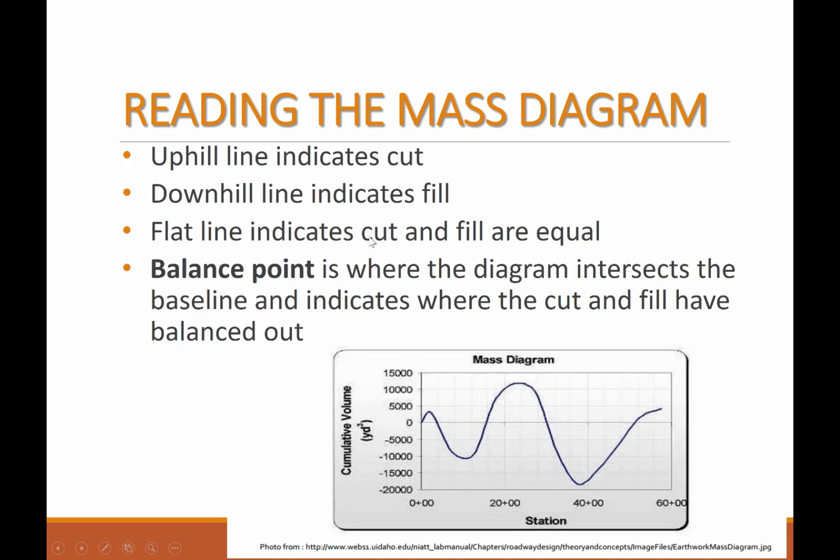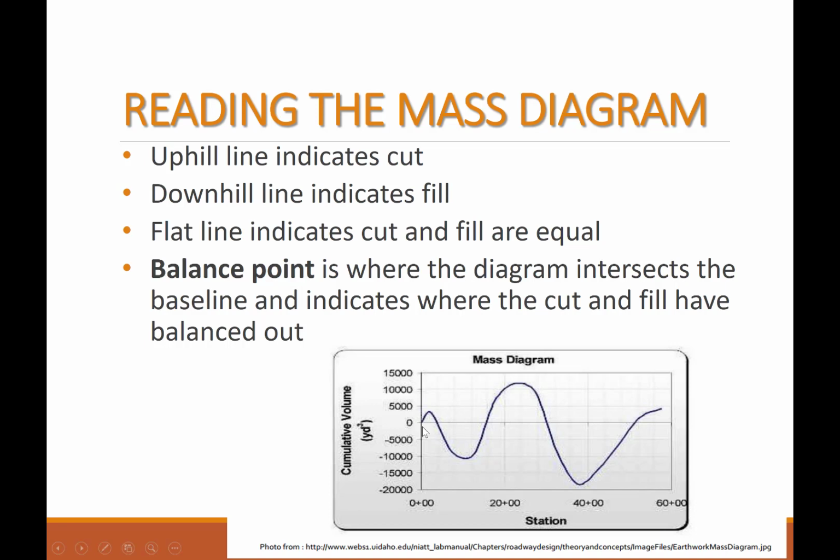So let's move on and look at the flat line here. This flat line, we're going to call later our primary balance line. There are some balance points on this primary balance line, which are these points I'm pointing at with the mouse. These balance points are where exactly the diagram intersects with the baseline and indicate where the cut and fill have balanced out. What does that mean?